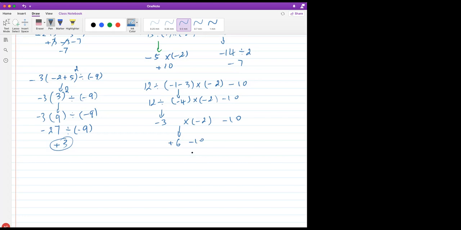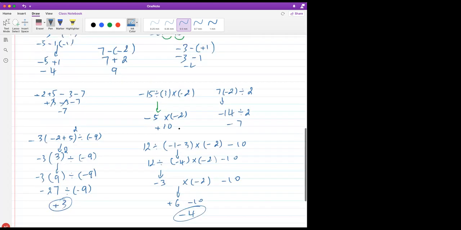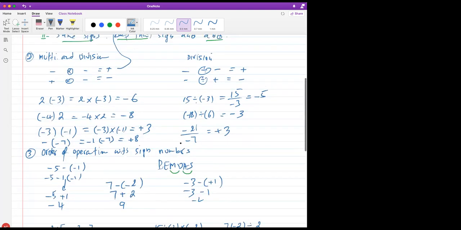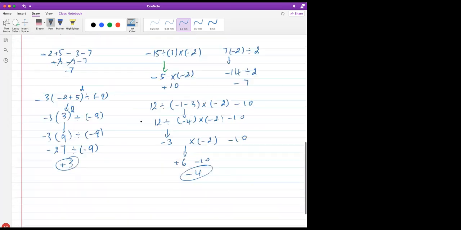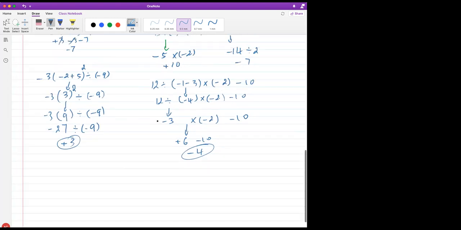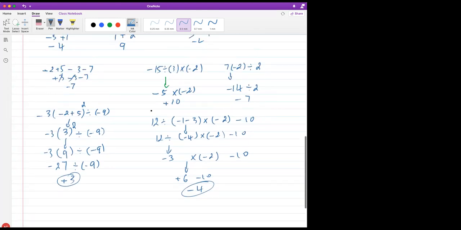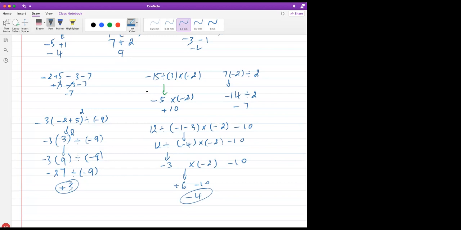Minus 10. So finally, positive 6 minus 10 is negative 4. Very good. So the sign of the higher number and the difference of the two is 4. And those are all the signs you need. They are very, very important in math. Without signs, you won't be able to do anything.